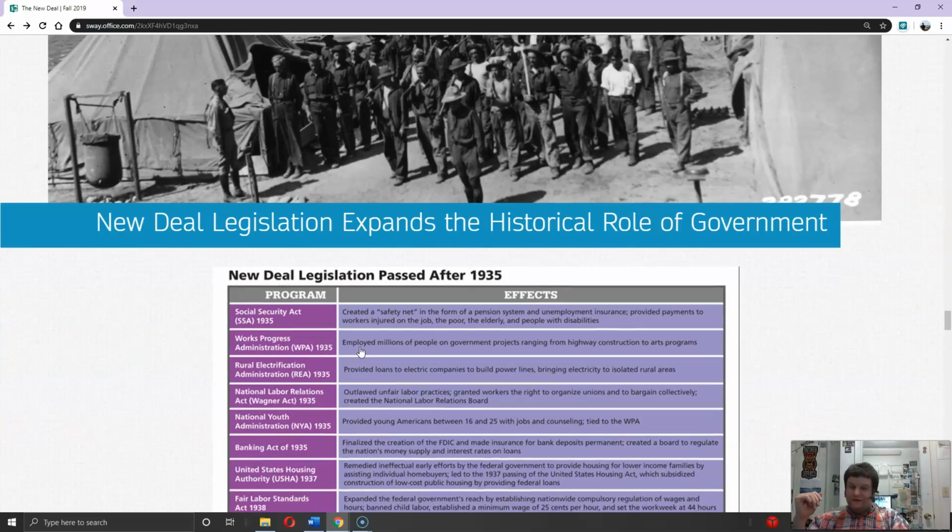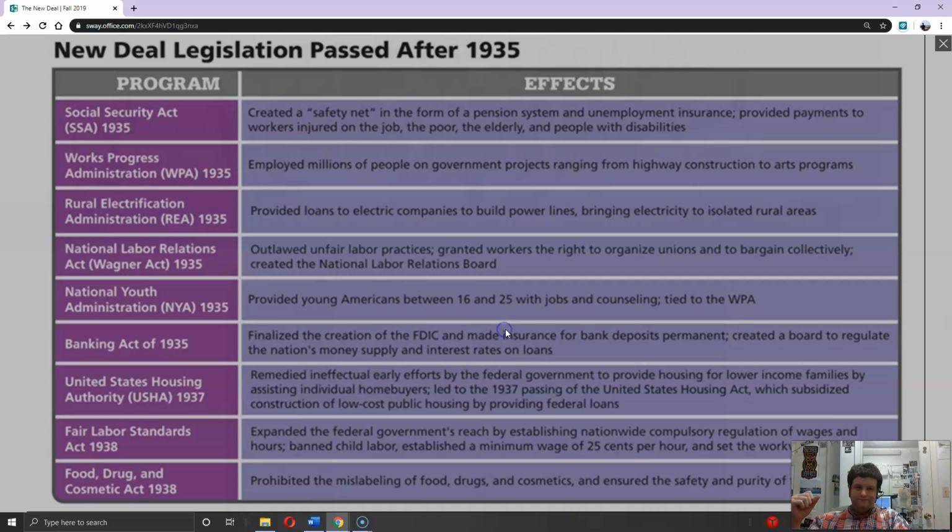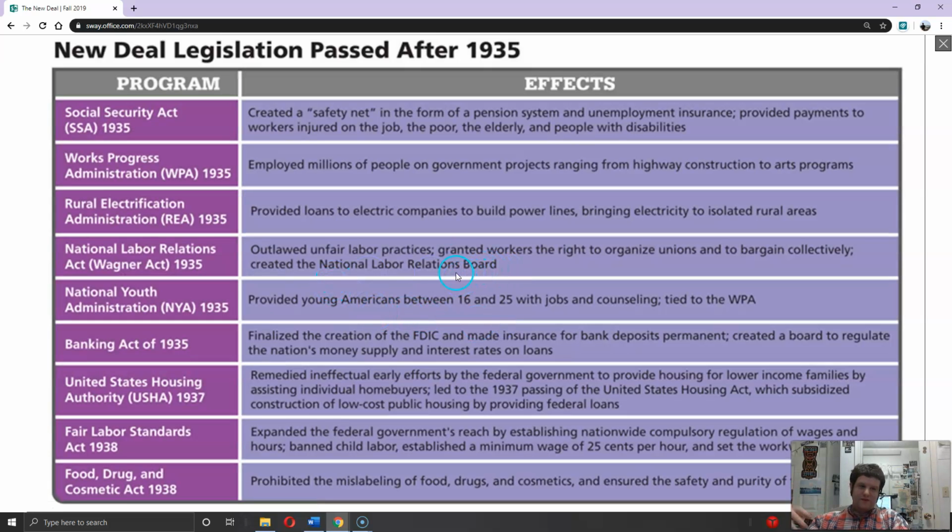But let's take a look at some of these programs, because the New Deal is a catch-all net for a whole bunch of programs that are going on. These are just some of them. We're going to look at them in way more detail, but I just want to take a moment and cover some of the big ones. So, we're not going to cover everything in this chart. I just want to cover the big ones that we like to test on and that you need to know.